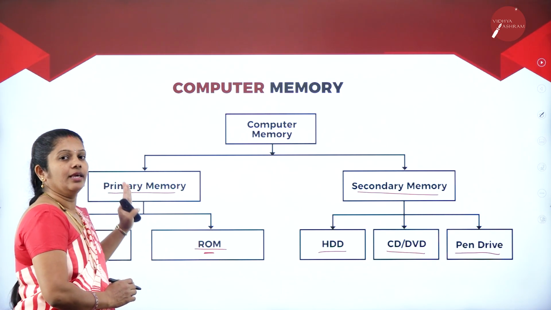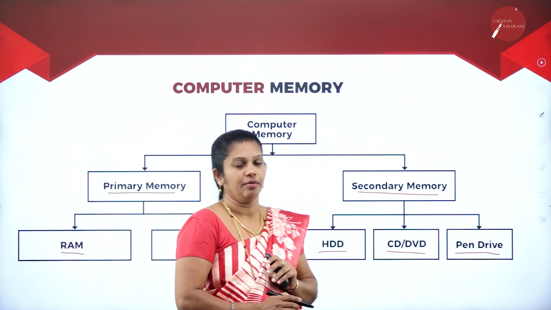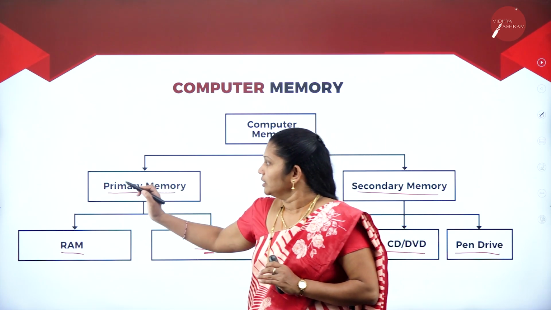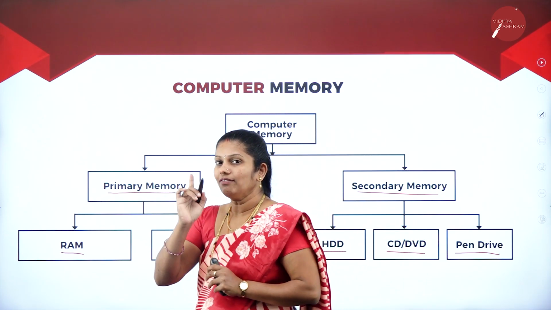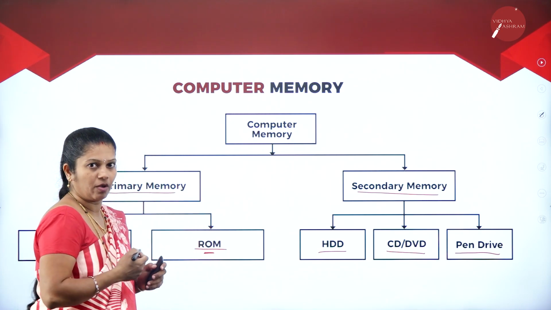For that reason only, the cost of primary memory is more compared to secondary memory. And with that, the CPU can interact only with the primary memory, not with the secondary memory. Now, one by one we'll discuss.